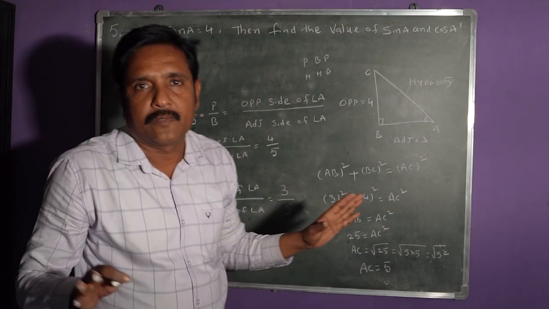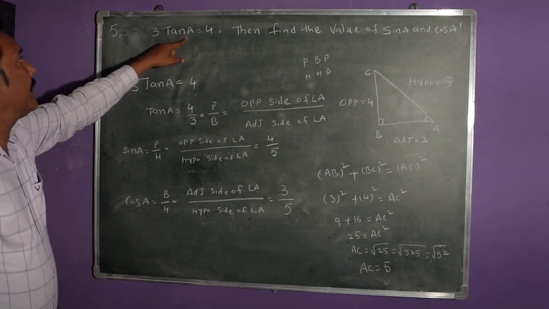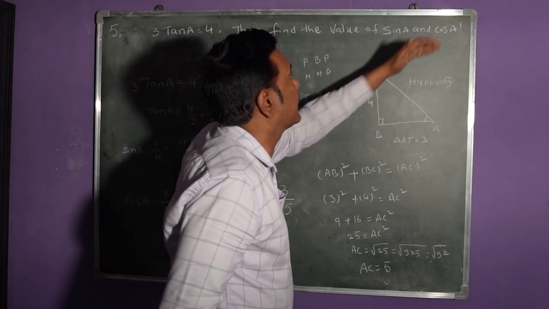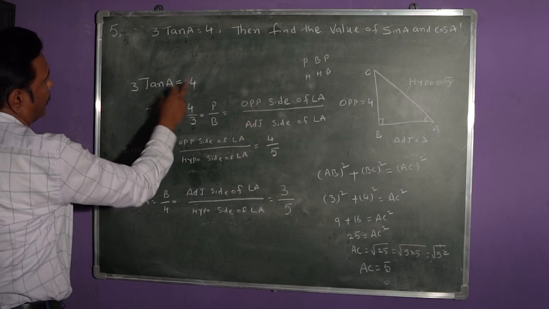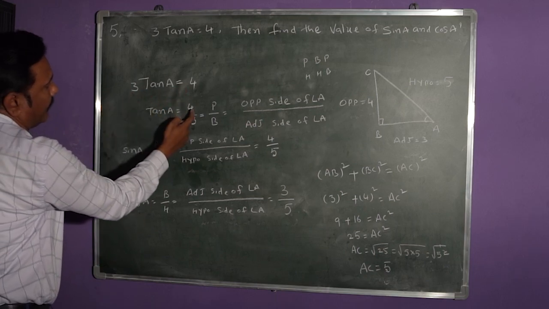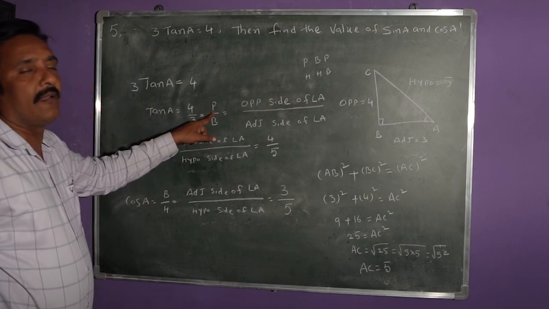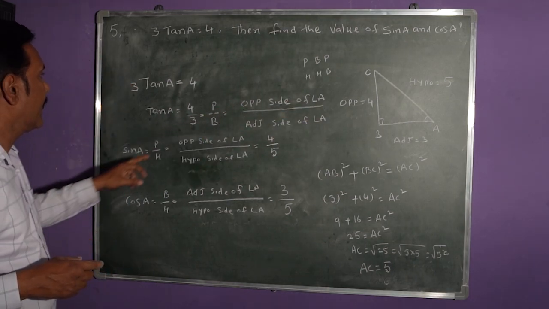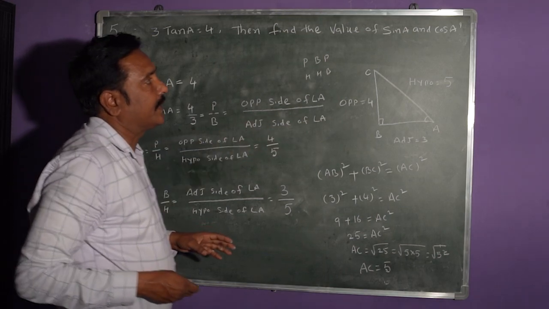Is it clear? Okay, any doubt? I will explain once more. Then 3 tan A equal to 4. Then find the values of sin A and cos A. That given is 3 tan A equal to 4. Then tan A is equal to 3 ni multiply చేసేటటువంటి 3 అవతల అయిపోతే 4 by 3 అవుతుంది. What is the tan? Tan means P by B. P means always perpendicular, which means opposite side of angle A. And B means base. Base means adjacent side of angle A. I will see from the angle A.